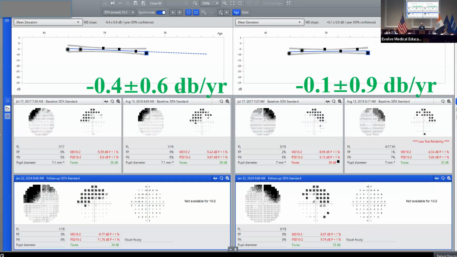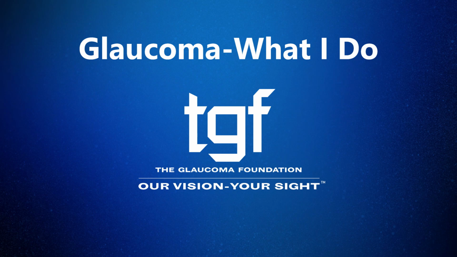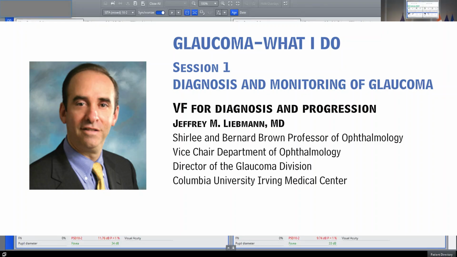And here are those rates of change, which can also be calculated for the central 10 degrees of visual field. So you can look at 24-degree analyses, 10-degree analyses, and get real data and numbers from your large sets of visual field data. Remembering, of course, that you need 5 visual fields in order to generate this data. It's important to get enough information to evaluate the patient.